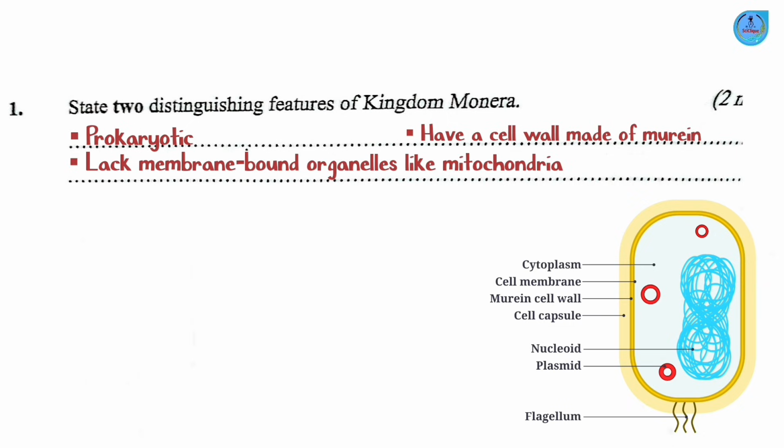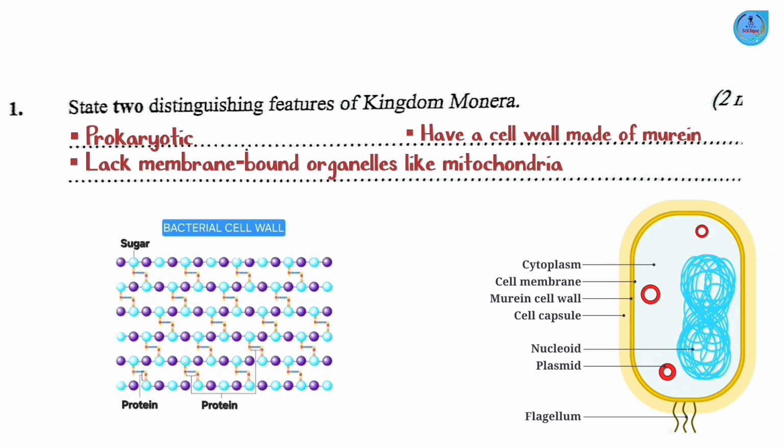Now, when it comes to bacteria, their distinguishing factor is not that they have a cell wall, it's that their cell wall is made up of a complex compound called murein. Murein is actually a compound that consists of complex sugars and protein.